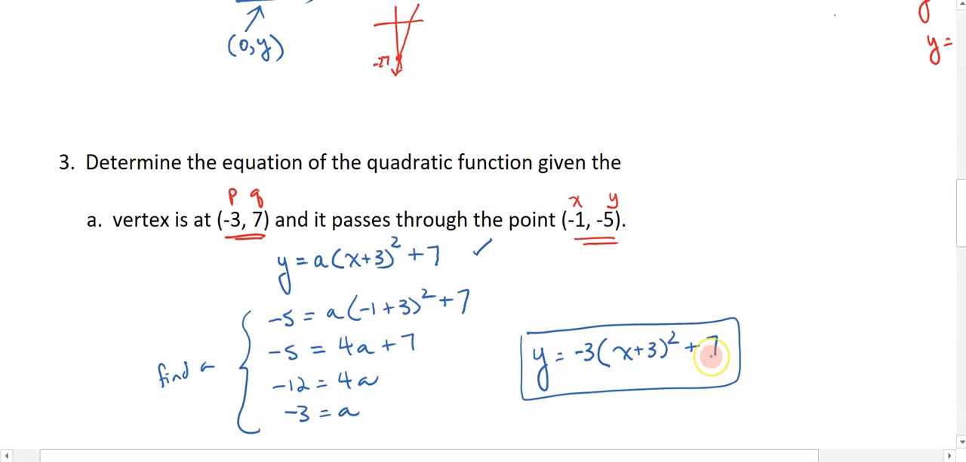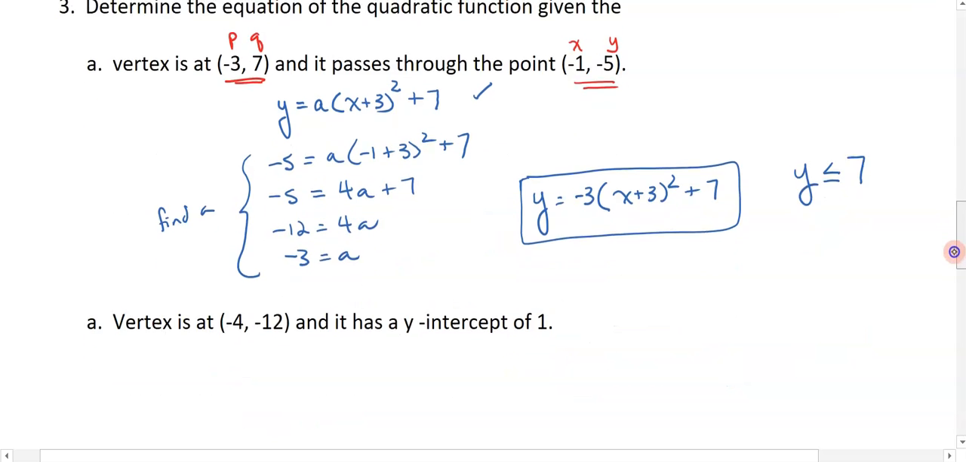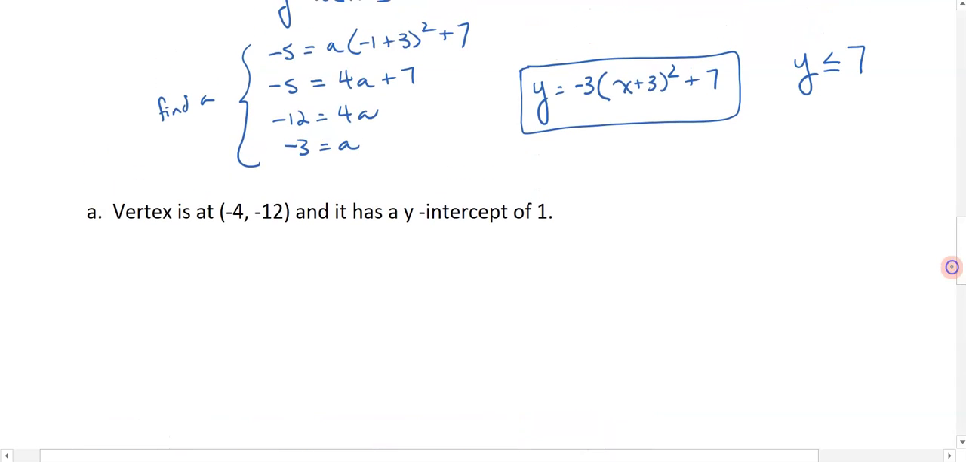The vertex is -3, 7. I already knew that. The axis of symmetry is x equals -3. The range, since it opens down, is y is less than or equal to 7. Vertex form gives you so much different information.